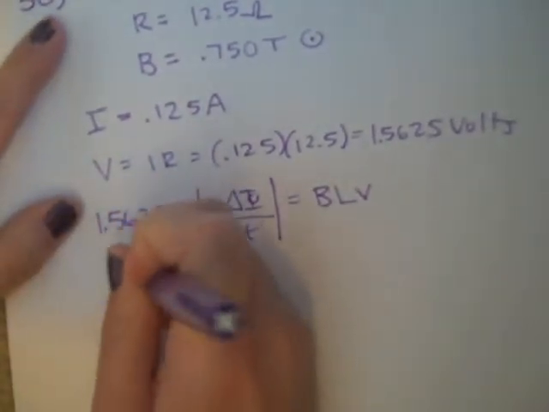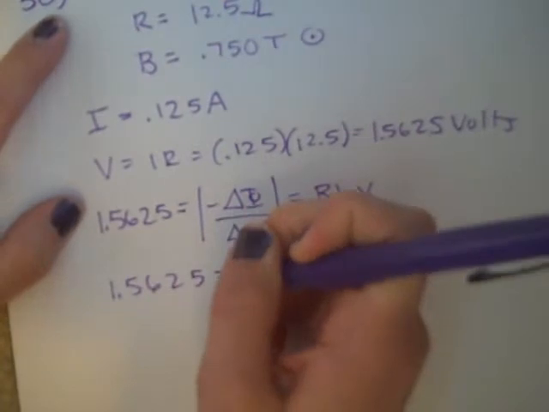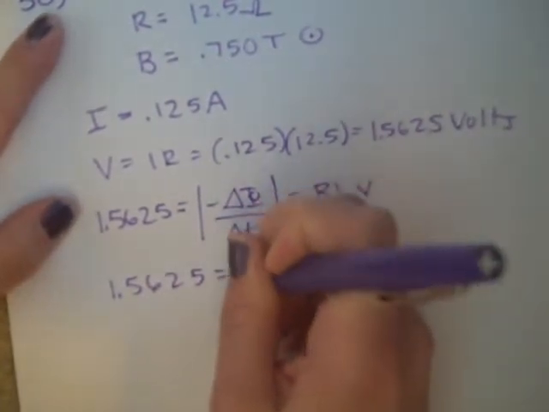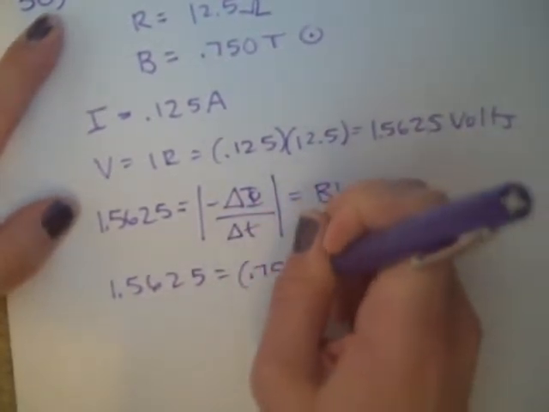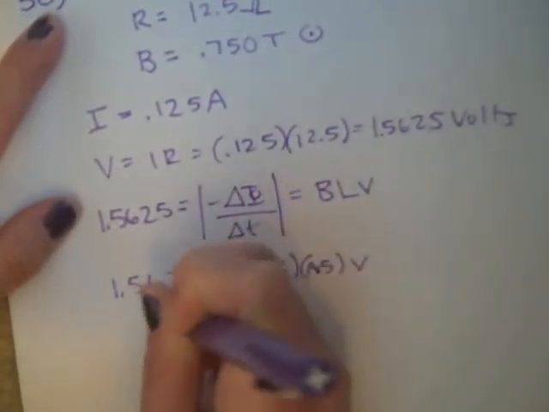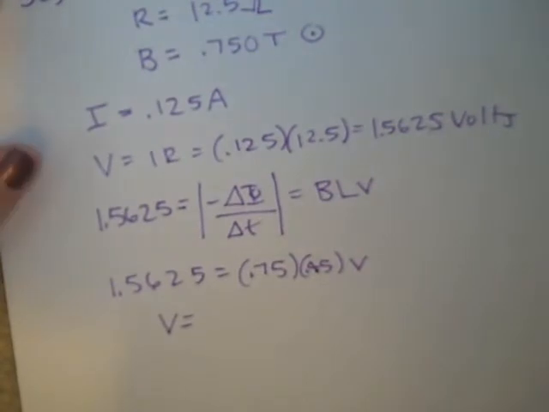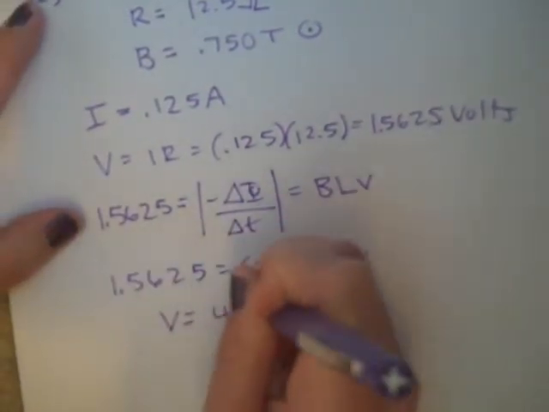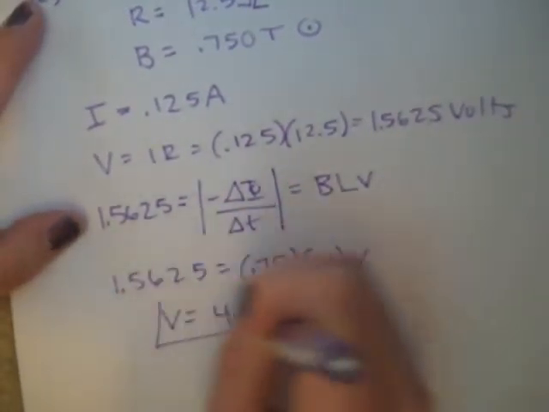So plugging in your values, we will get 1.5625 equals 0.75 times 0.45, the length, times the velocity. And you can solve for the velocity of the rod to be 4.63 meters per second.